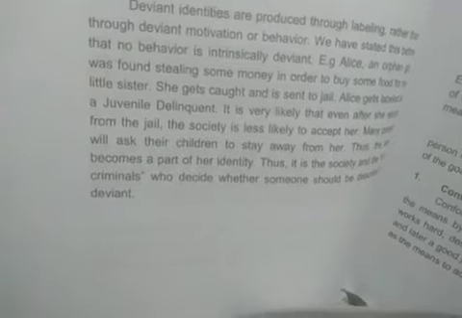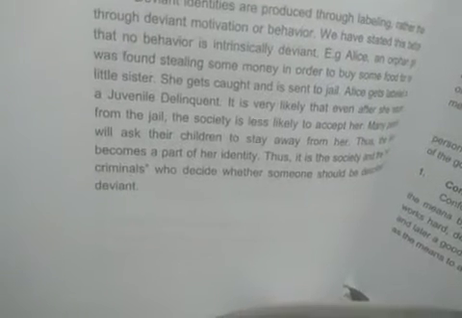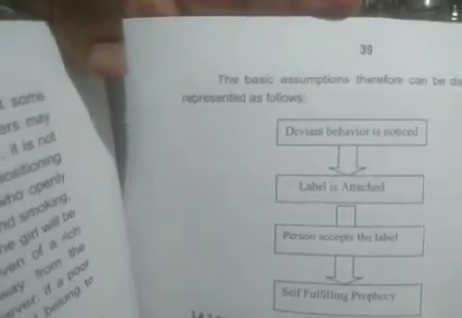Thus, it is the society and the non-criminals who decide whether someone should be described as deviant. The basic assumption, therefore, can be dramatically represented as follows: deviant behavior is noticed, label is attached, person accepts the label, self-fulfilling prophecy.